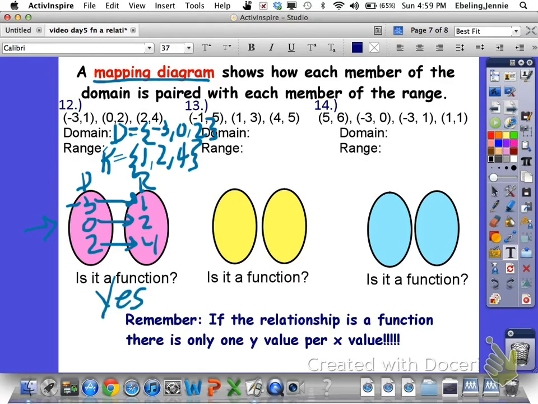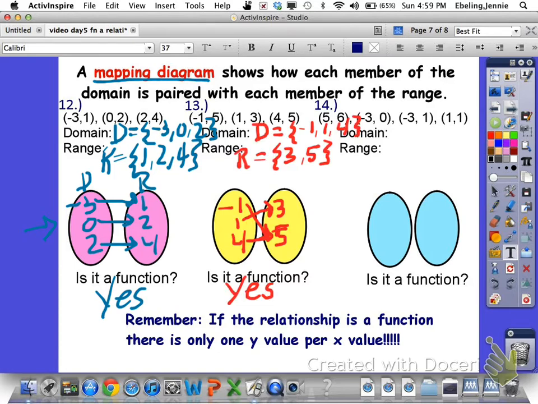Try 13 and 14 on your own, and then turn the video back on and check to see if you did them correctly. Okay, compare number 13 with your work.